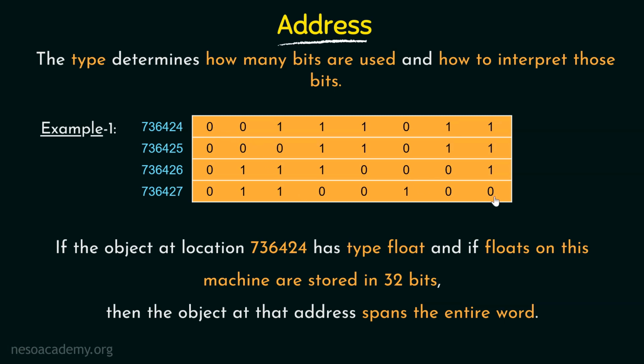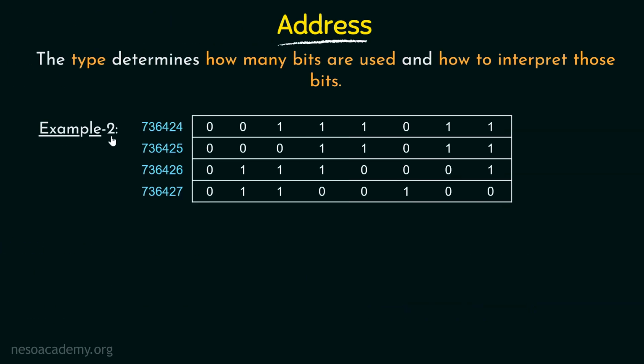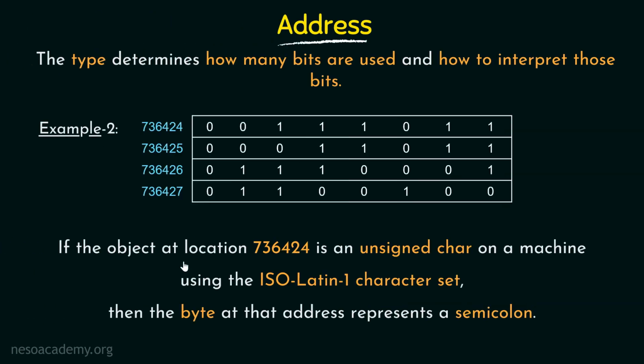Okay, now let's take one more example. So in this example number 2, let us consider the object at location 736424. So here again we are considering this starting location 736424, and it says that the object at this location is an unsigned character on a machine using the ISO Latin 1 character set. Then the byte at that address represents a semicolon. Now what do we mean by this?